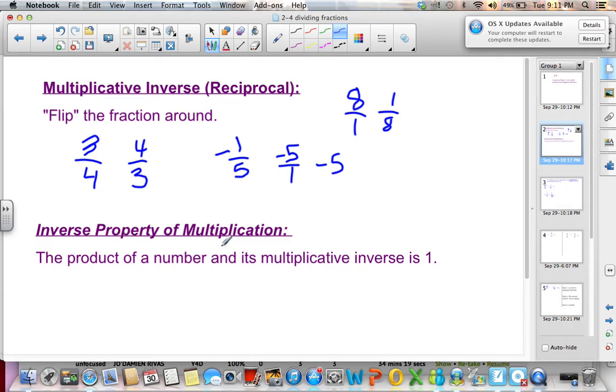The inverse property of multiplication tells us that the product of a number and its multiplicative inverse is 1. So if I look at 3/4 times 4/3, 3 times 4 equals 12. 4 times 3 equals 12. Well, any number over itself, 12 over 12, equals 1. If we look up here, 8 times 1 is 8. 1 times 8 is 8. 8 over 8 is 1.